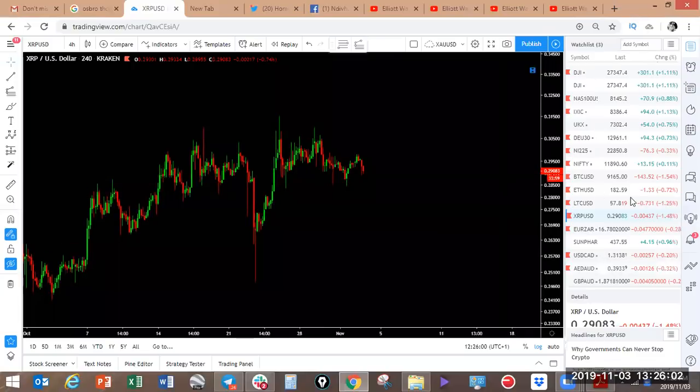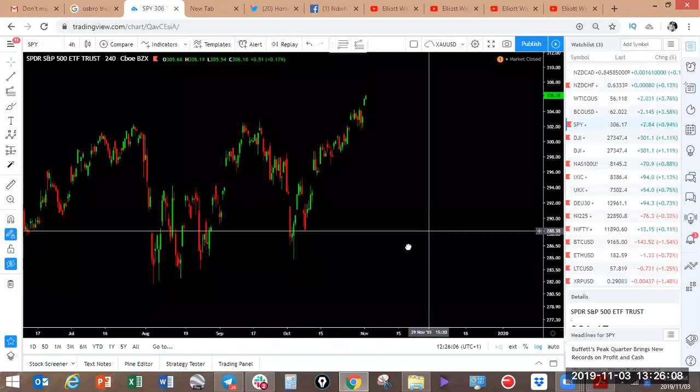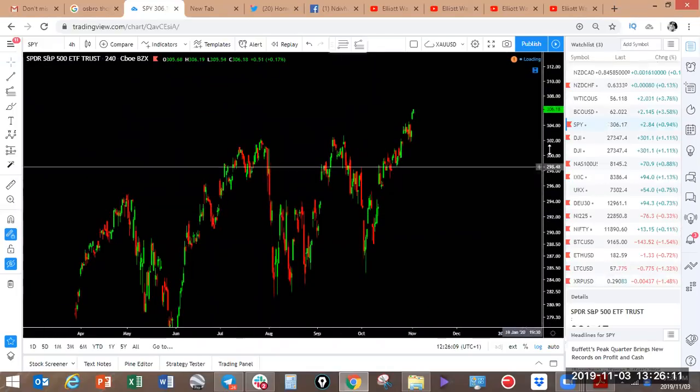So now let's have a look at the indices. The indices are so easy and they're playing out inch perfect to how we analyzed them. Now let's have a look at S&P 500.